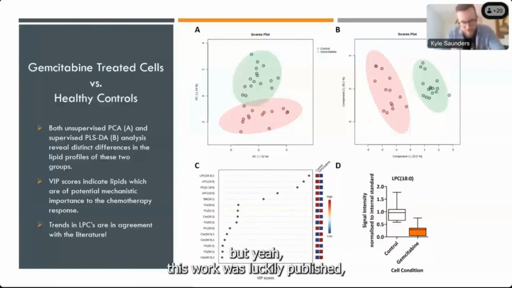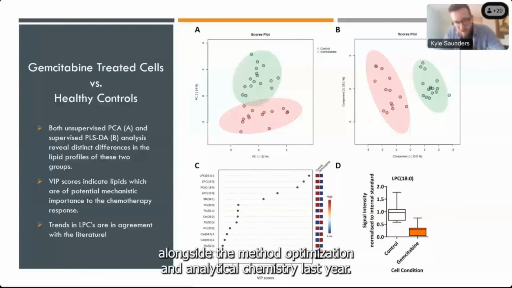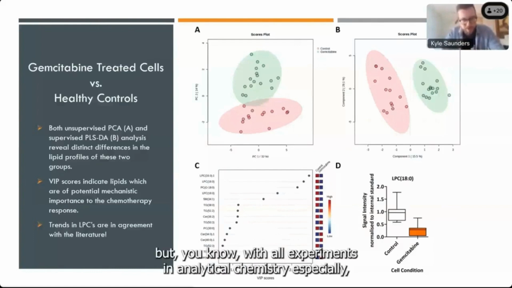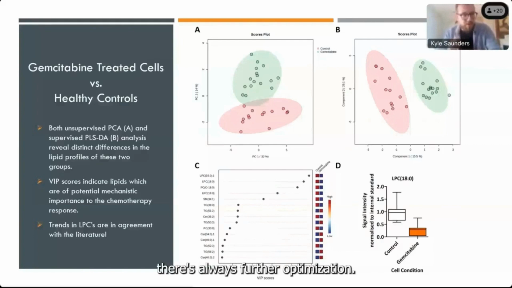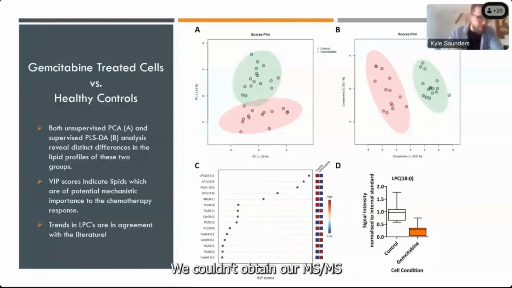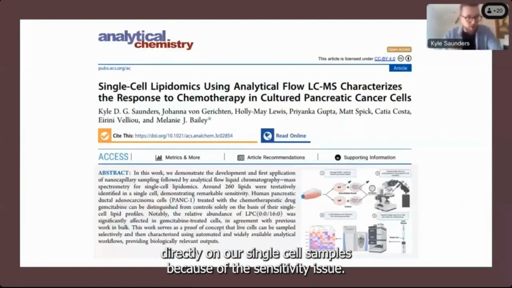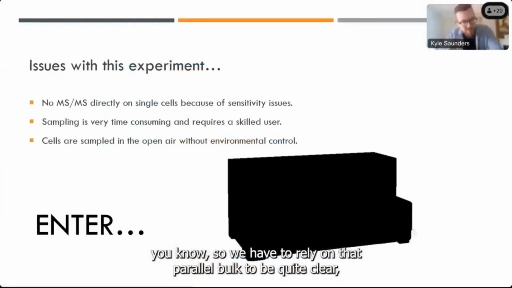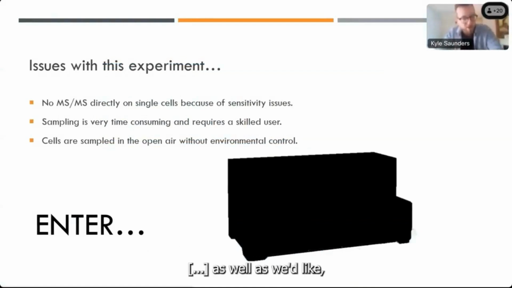But this work was luckily published alongside the optimization in analytical chemistry last year, so very grateful for that. But with all experiments in analytical chemistry, especially, there's always further optimization. I've highlighted some of those issues already. We couldn't take our MS directly on our single cell samples because of the sensitivity issue. So we had to rely on that parallel bulk, which didn't read all that well, as we'd like.